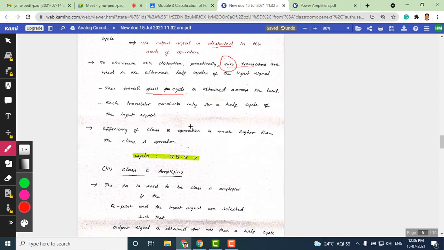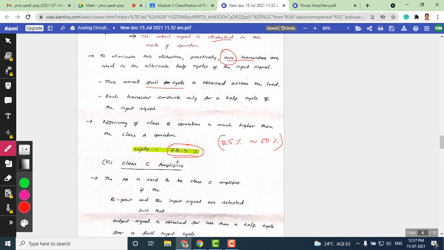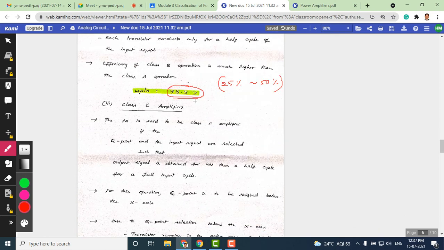But from an efficiency point of view, this has very good efficiency compared to class A. Look at the efficiency number here, 78.5%. What was the efficiency that we said with reference to class A? Efficiency for class A was lying between 25 to 50%. But look here, class B efficiency is much better, which is 78.5%. So let us see how we are able to obtain this number through the derivations.